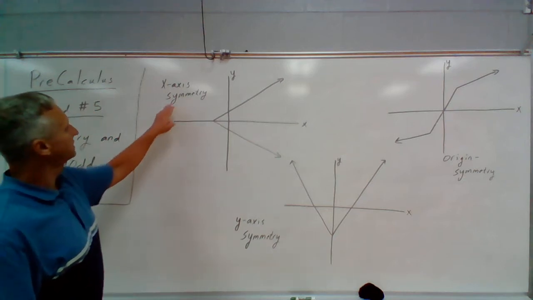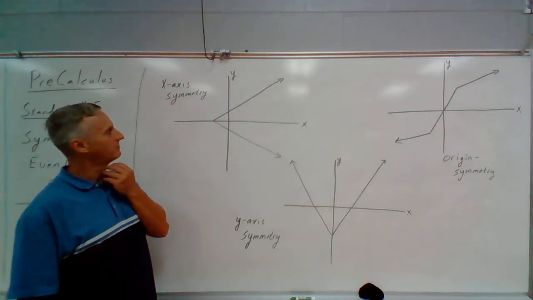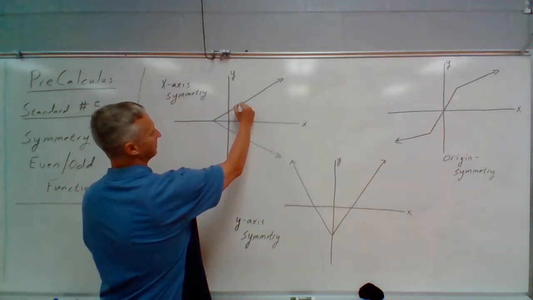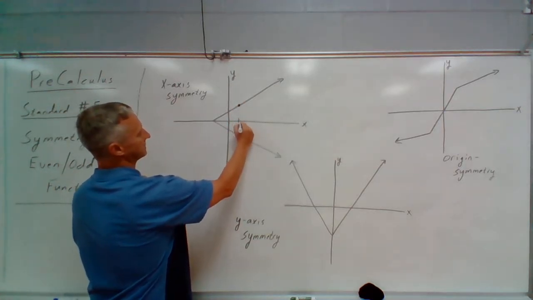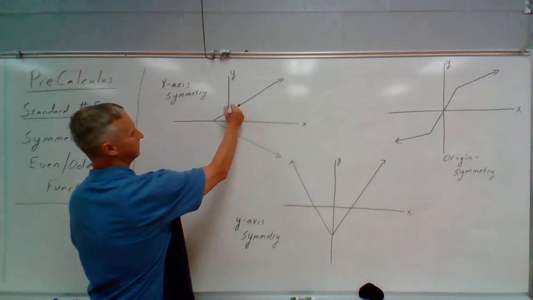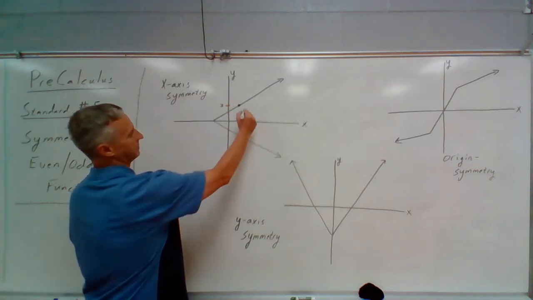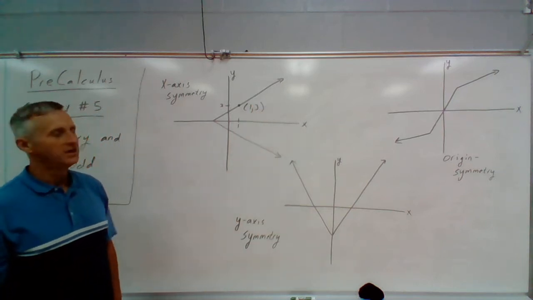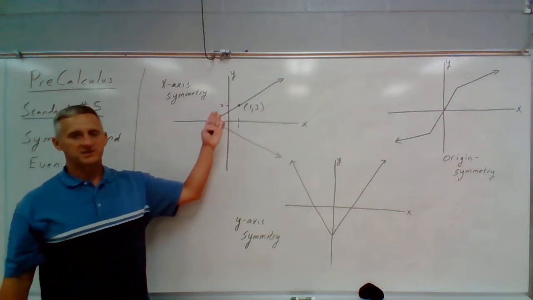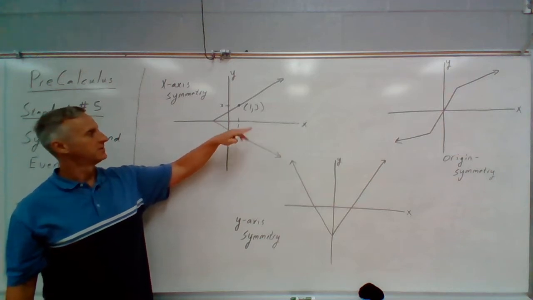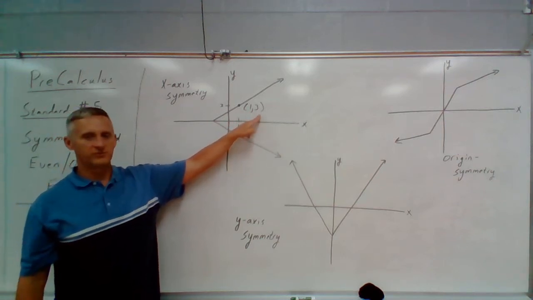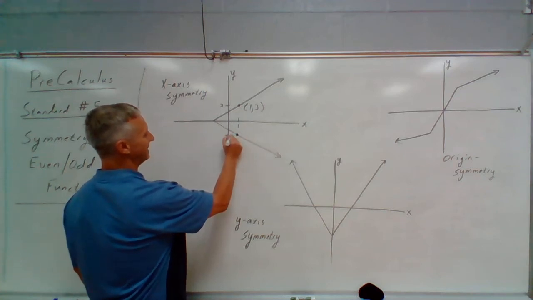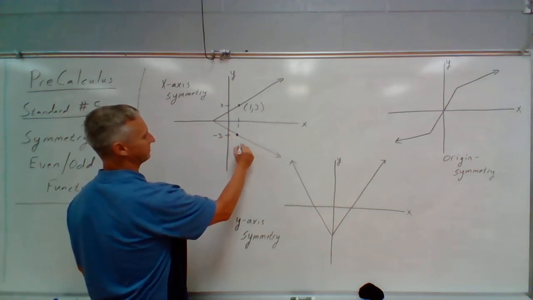All right, so let's talk about some points on the graph. So say, for instance, that I had the point, let's say this is 1, 3. Okay, so the point 1, 3 is on my graph. If this graph has symmetry across the x-axis, then if the point 1, 3 is on the graph, the point 1, negative 3 also has to be on the graph.